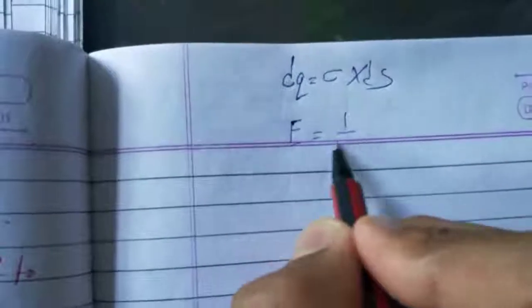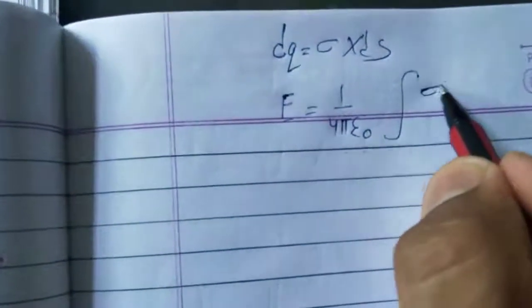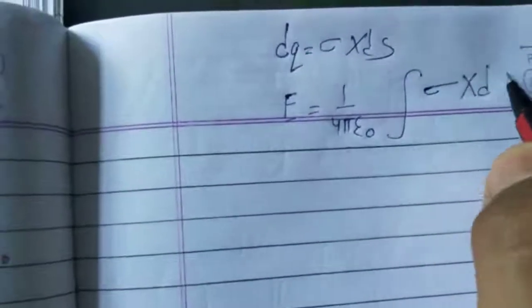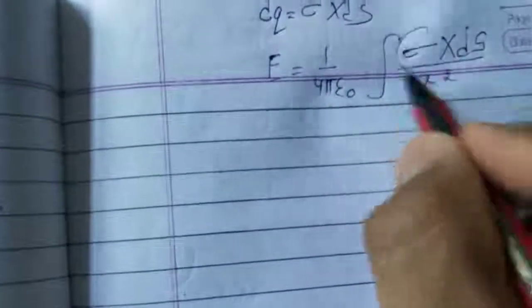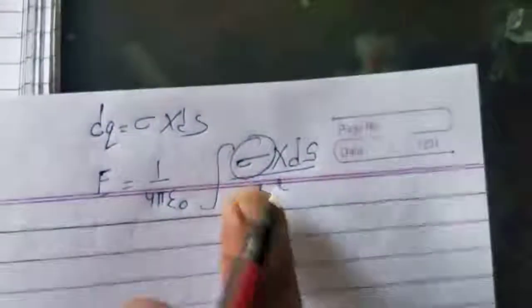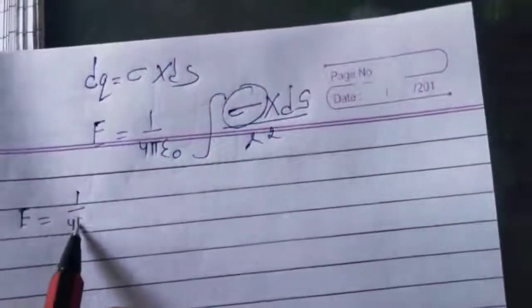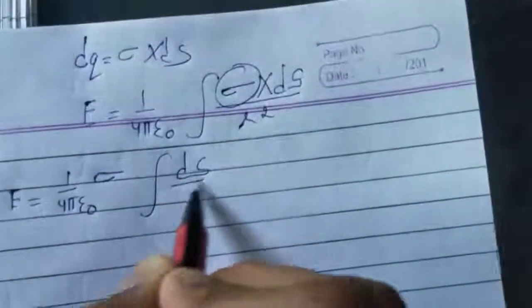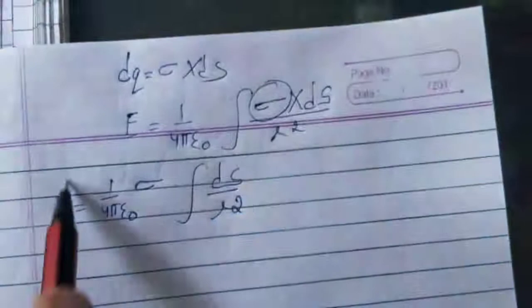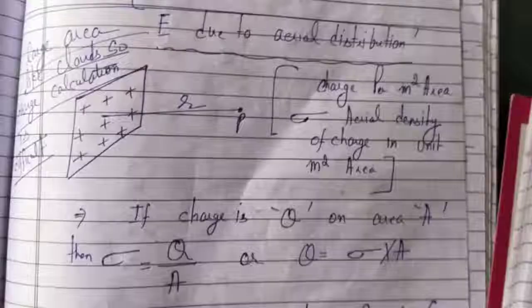So E is equal to 1 upon 4 pi epsilon naught sigma. Put the value of dq, sigma into ds upon r square. Sigma is also constant because it is the charge in 1 meter square area. So it will come outside: 1 upon 4 pi epsilon naught sigma integration of ds upon r square. So this is the net electric field due to the areal charge distribution. So this is a concept.